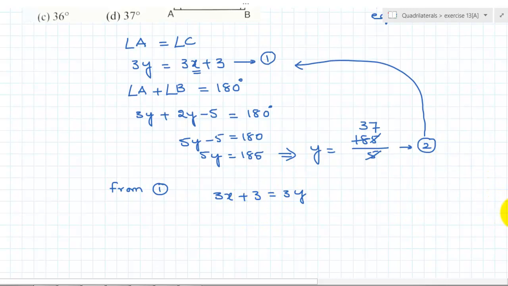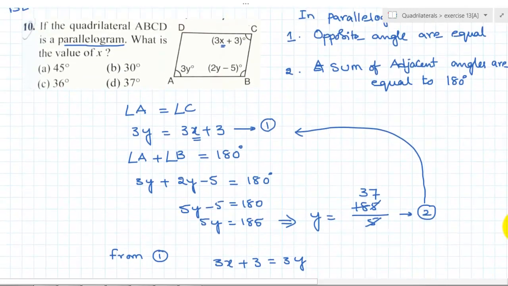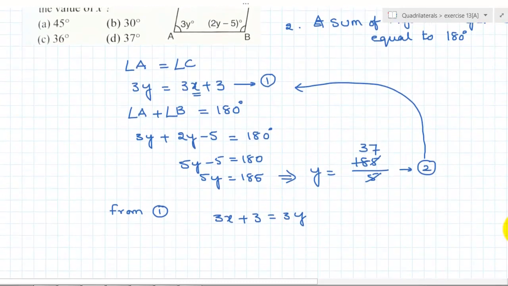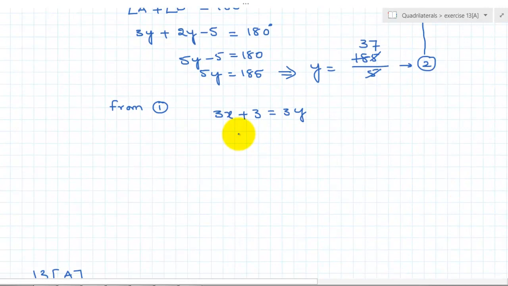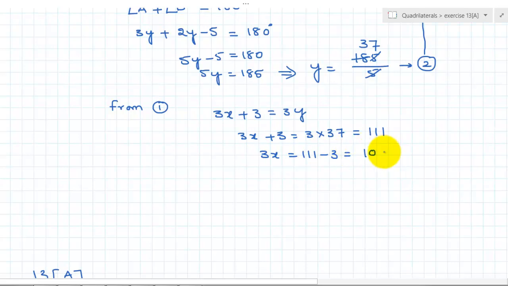Right, let me check it once again. Is it 3x plus 3y? Yes, it is true. So from this 3x plus 3 times y, we already got y as 37. So 3 into 37: 3 30s are 90 and 21, that is 111. So from this 3x is equal to 111 minus 3, that is equal to 109. So from this x equal to, if we bring the 3 to the other side, 109 divided by 3.